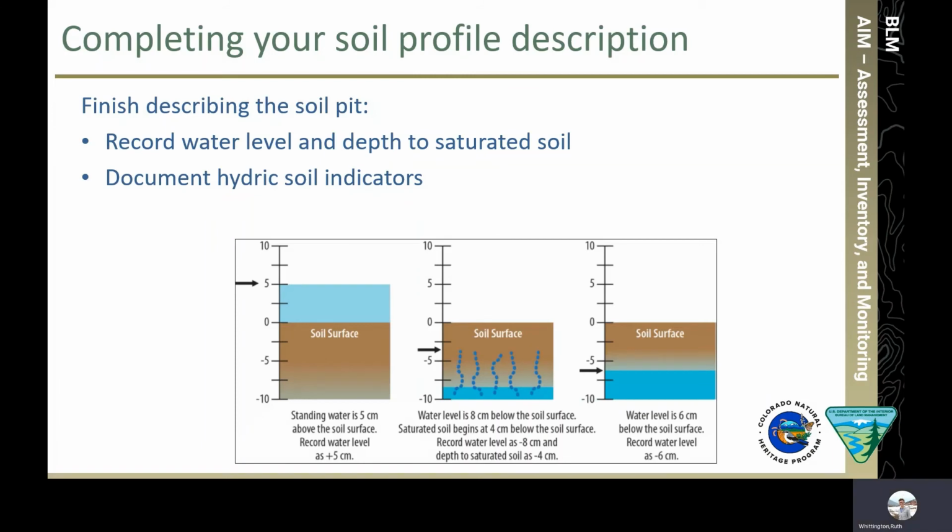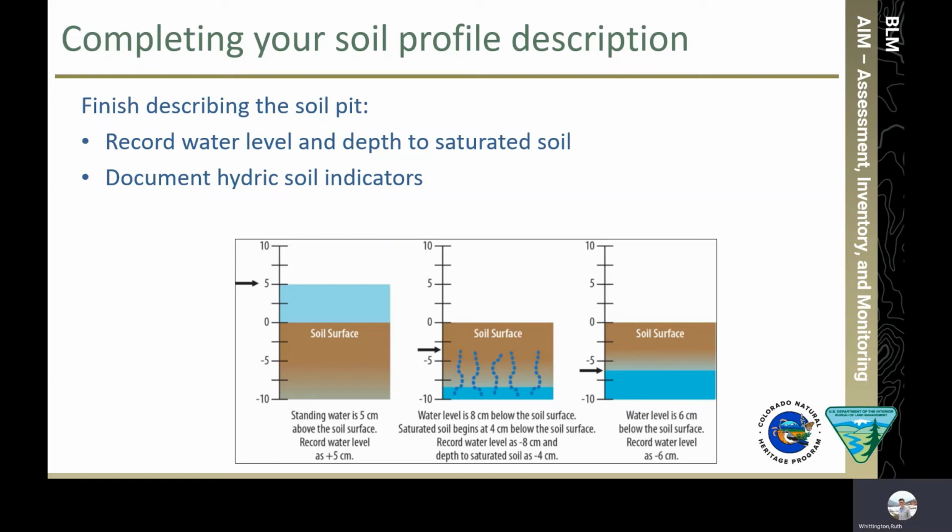Finally, before backfilling the pit, measure the water depth. For all depth measurements, the soil surface should represent 0, meaning groundwater should be recorded as a negative value from the soil surface, and surface water should be recorded as positive values. Measure water depth after allowing sufficient time for the water to infiltrate into the pit and equilibrate with the elevation of the surrounding water table. You should also take the depth of saturated soil in the pit.